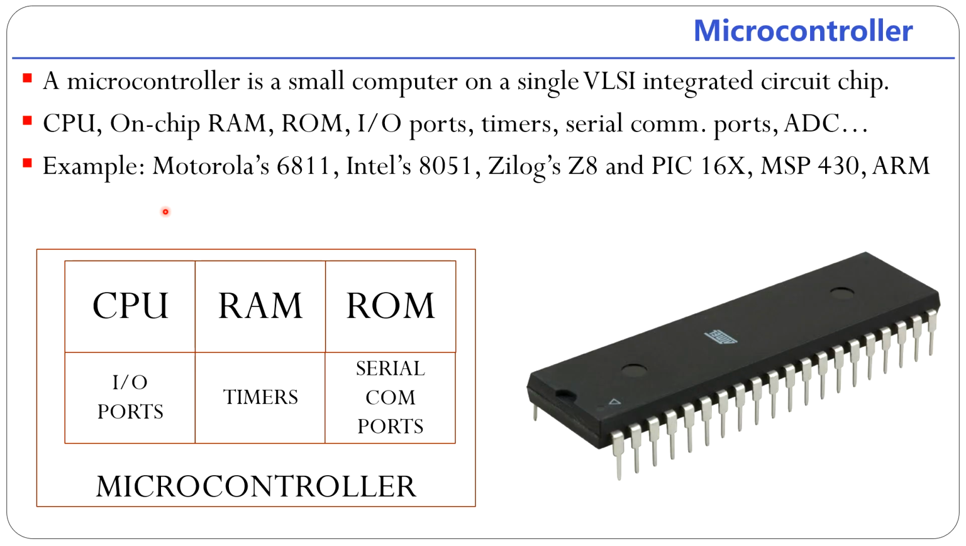Number of controllers available in the market. These are the ICs, and this is just showing the IC. So this is the single chip. You can see here, this is the single chip, that is the microcontroller. This microcontroller contains all the things in a single chip, not using external things here.